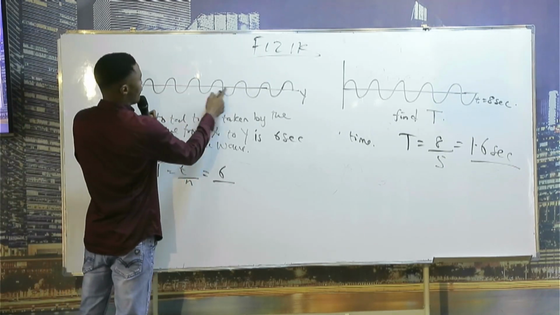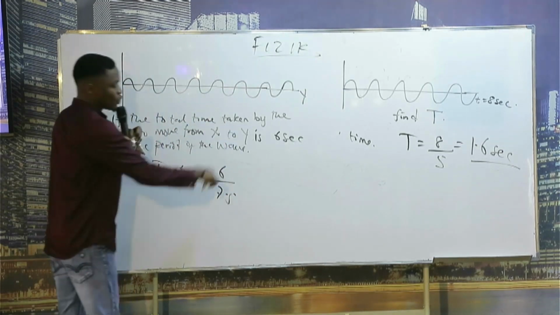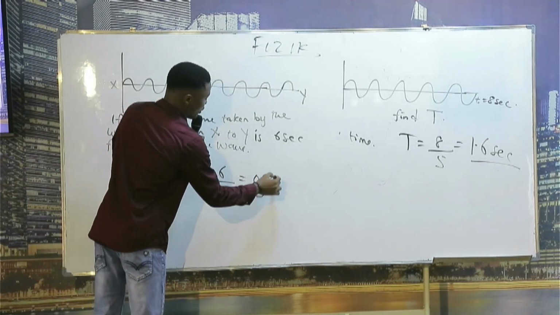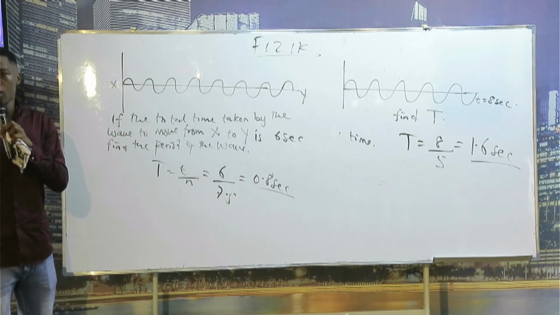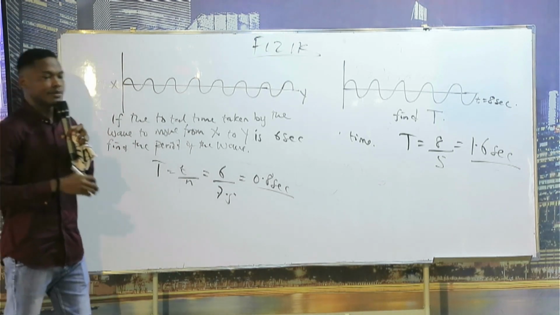1, 2, 3, 4, 5, 6, 7 and half. That is 7.5. So 6 over 7.5 will give me what? 0.8 what? Seconds. And that is our answer. Are we following, please? Good.